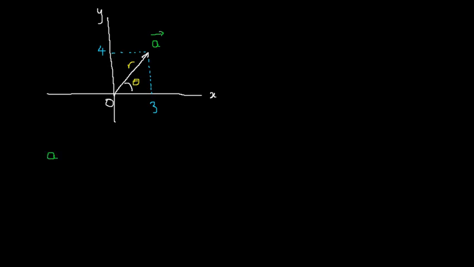Let me write this out. So originally, we say that A is a vector with a length r and direction theta to the x-axis. Okay, all right. So that was one way of doing it. Now we have another way of doing it. We are going to say that A is equal to.